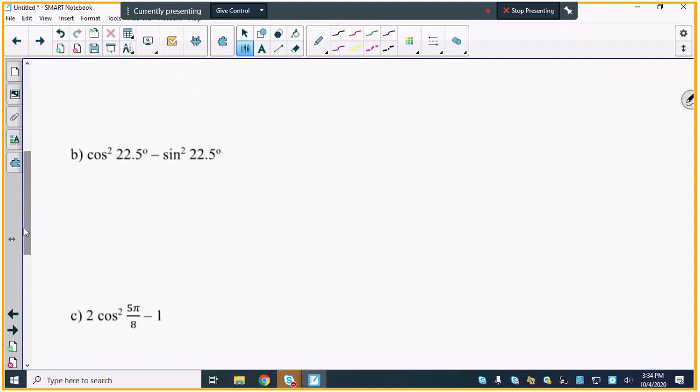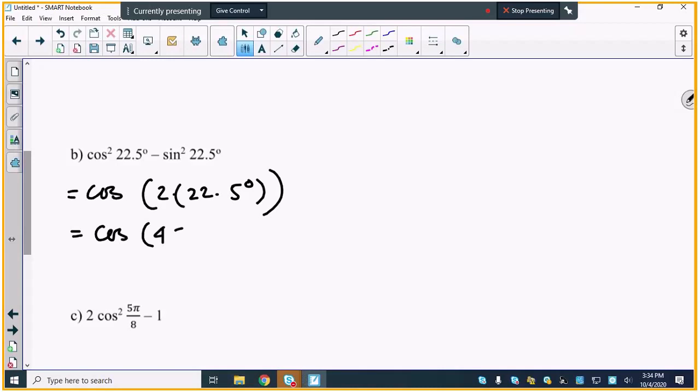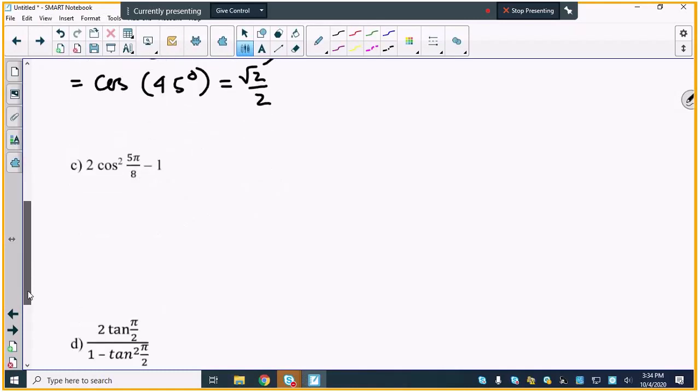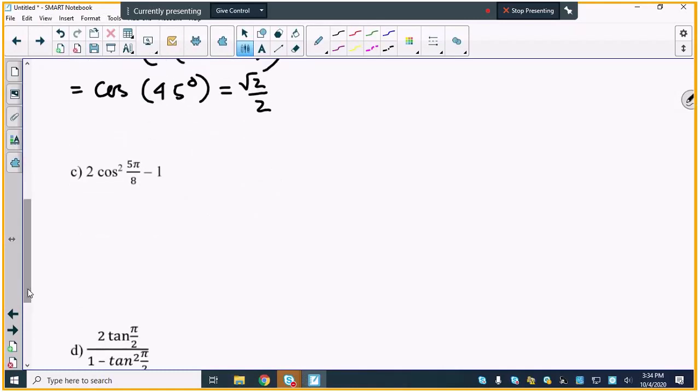The second one is the cosine double angle formula. So you will say cosine of 2 times 22.5 degrees. So that's cosine of 45 degrees. Cosine of 45 degrees is square root of 2 over 2. Next, 2 cosine squared 5 pi over 8 minus 1. That's also the double angle formula for cosine.